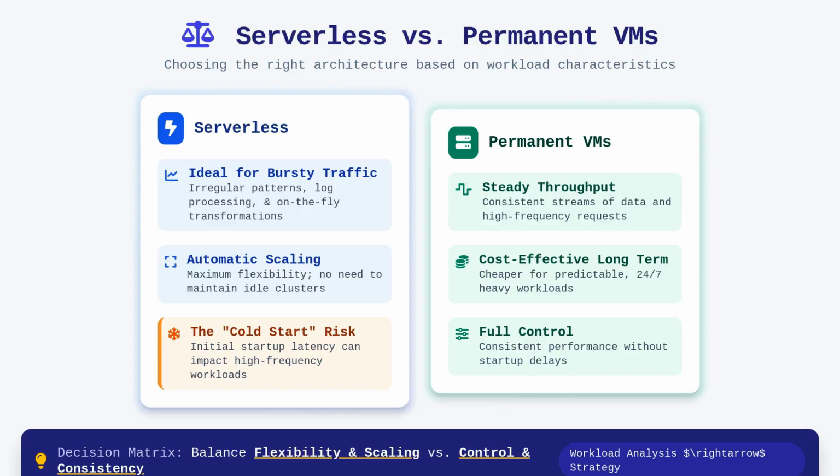Conversely, if your application requires a constant, steady stream of throughput, a permanent instance might prove more cost-effective over the long term. You might find that the startup latency inherent in serverless, sometimes called a cold start, could negatively impact your performance requirements for certain high-frequency workloads. Thus, the decision resides in balancing the flexibility and automatic scaling of serverless against the consistent performance and control offered by traditional virtualized infrastructures.